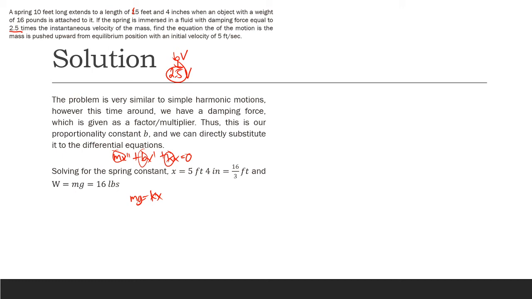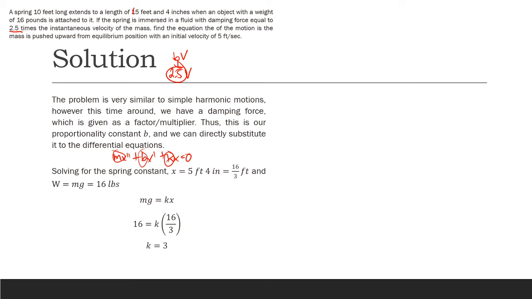However, we don't know mg, but mg is equal to weight. And given the weight here, it weighs 16 pounds. So, therefore, we can use mg is equal to 16 pounds. So therefore, we will have 16 is equal to k times 16 over 3. Our k, class, is 3.